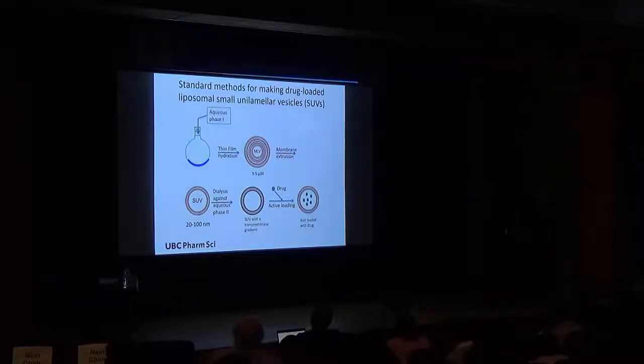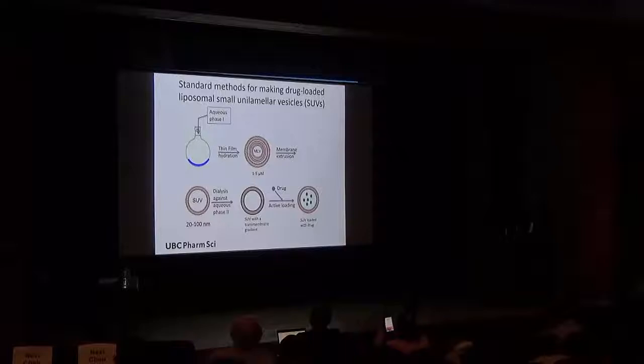You certainly don't need an introduction about the standard methods for making liposomes, but very briefly, we use so-called thin-film hydration and membrane extrusion to make liposomal SUV. Then we perform dialysis to create SUV containing a transmembrane gradient, so that when we mix an amphipathic drug with this SUV, the drug can be actively loaded into liposomes. This is the standard way of making liposomes, including the clinically approved Doxil.